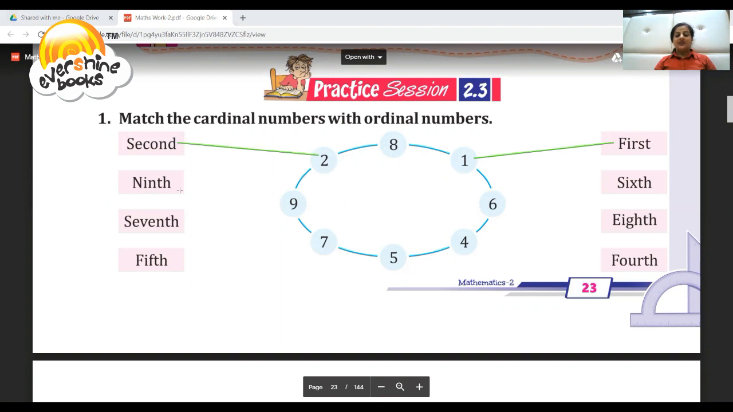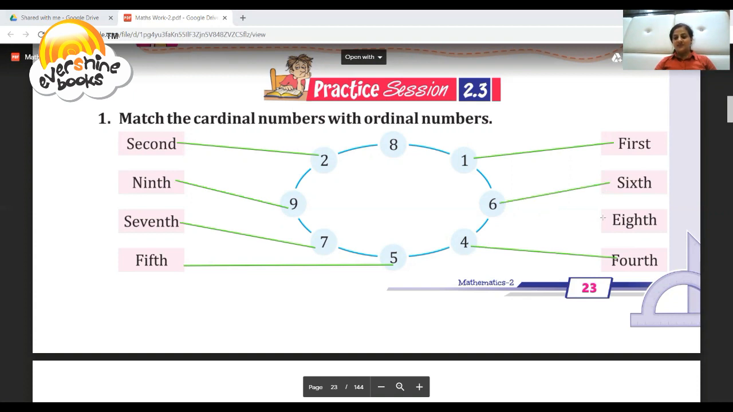Yes. Ninth is written and 9 is written. So we are going to match it with 9. Seventh is written and 7 is written. So we are going to write it here, like cardinal with ordinal. Fifth is written and 5 number is there. 4 is written and fourth number is there. 6 is written and 6 is there.